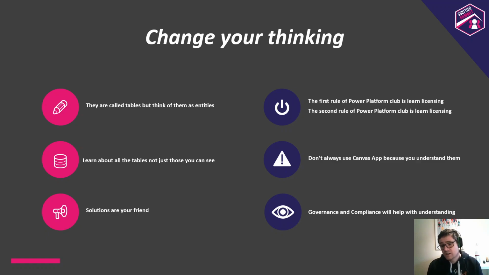Equally, don't try and use clever workarounds. Don't forget that Microsoft own all of these things. They know what's going on. You're not cleverer than them, and their algorithms are looking out underneath. So learn your licensing. Don't get yourself or the people that you are working for into licensing difficulty. And get to know your compliance and governance.